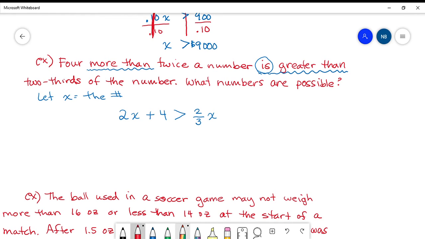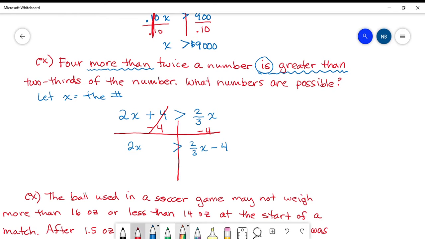All right, let's draw a line at the inequality. I'm going to begin by moving the 4 away from the 2x. 4 minus 4 is 0. 2x is by itself, greater than 2/3 x minus 4. Now 2/3 x cannot be combined with -4 because they're not like terms. So all I can do is write them side by side.